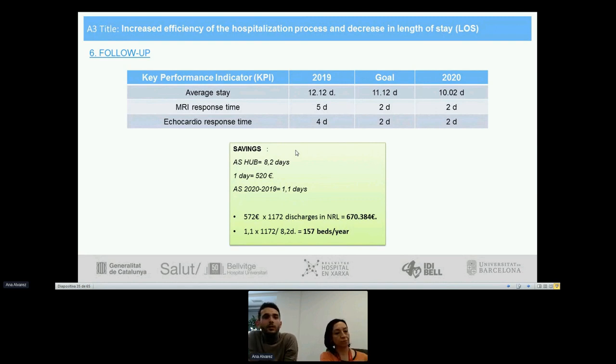Okay, so this is in summary this project, which is a very big project, but I think that it's necessary to show all these indicators. Okay, I'm going to pass to Anna, who is going to explain the situation in Bellvitge.